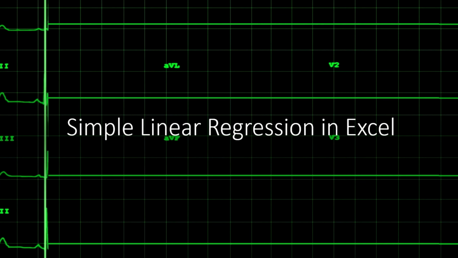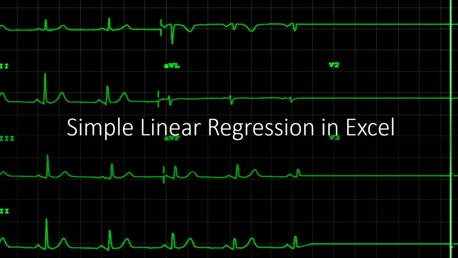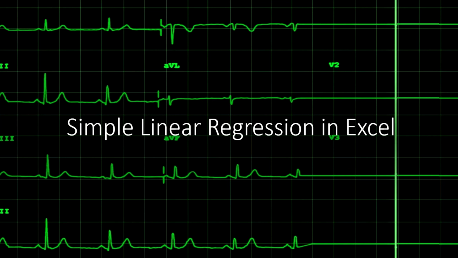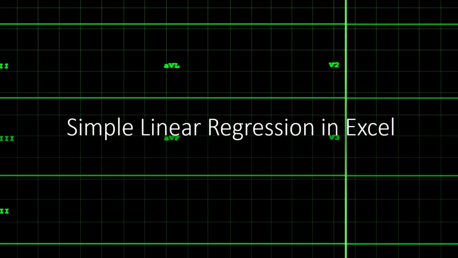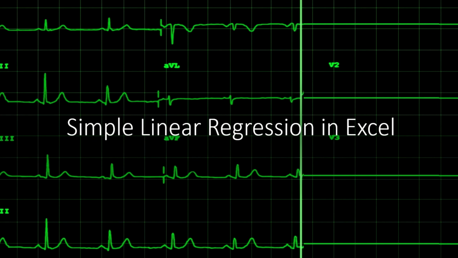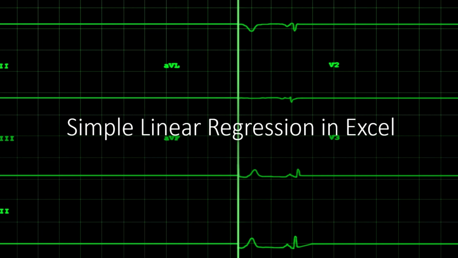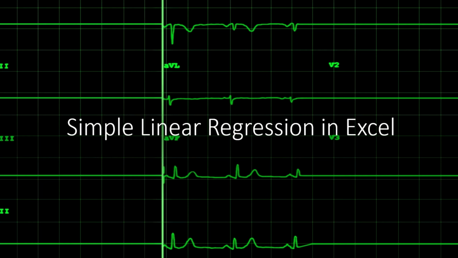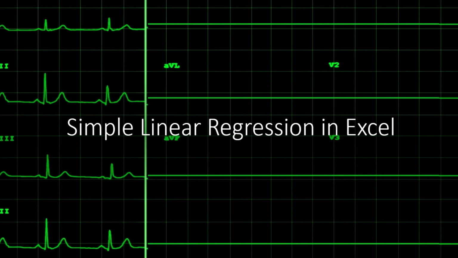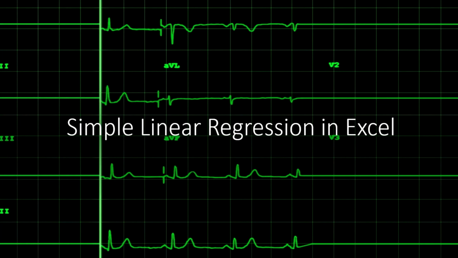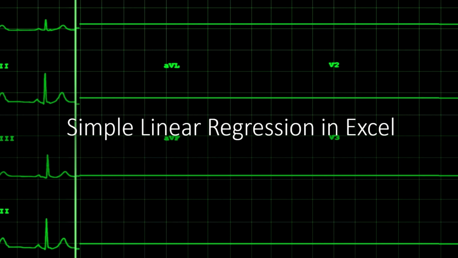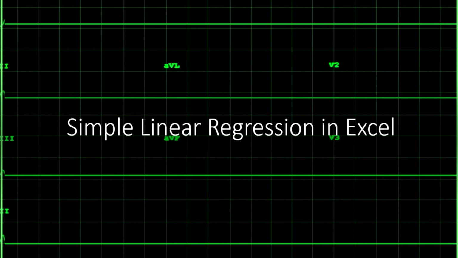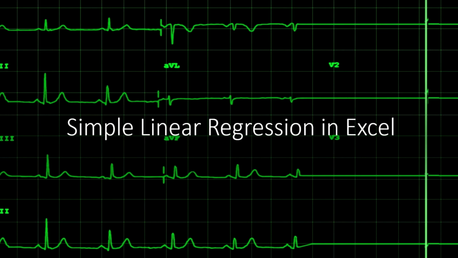So today we are going to look at simple linear regression in Excel. And what is simple linear regression, you might ask? It's a statistical model that we can use to model the relationship between two continuous variables. In simple terms, you just want to see how two variables are related to each other, and then probably use it to make predictions about what will happen in the future if you maybe change one of the variables.